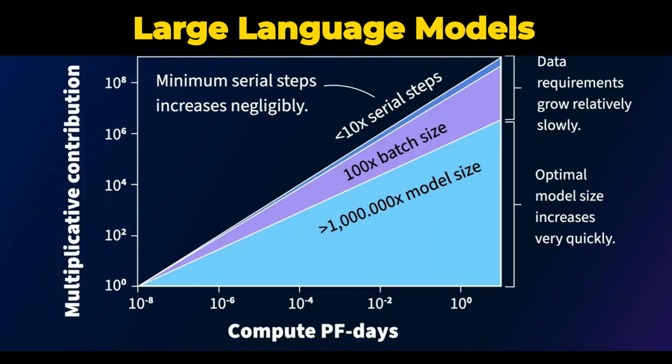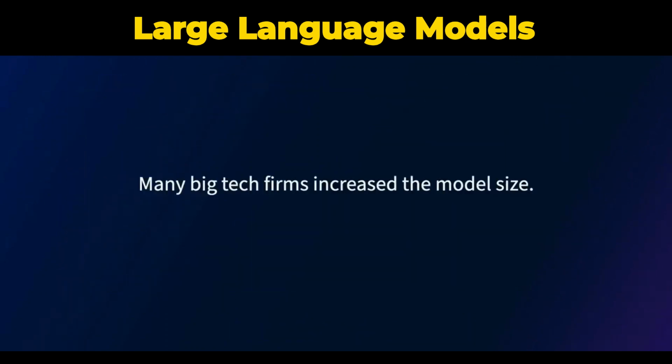So, when the results from these scaling laws were published in 2020, it wasn't surprising that many big tech firms went down the route of increasing the model size and so creating larger language models. OpenAI released GPT-3, which was 175 billion parameters. This was significantly better than any other language model at the time, and we look at this model next.